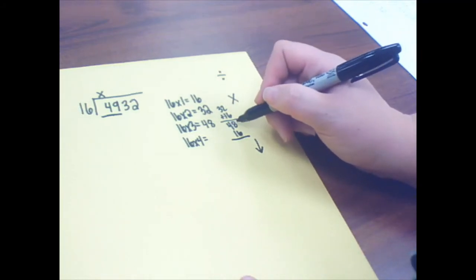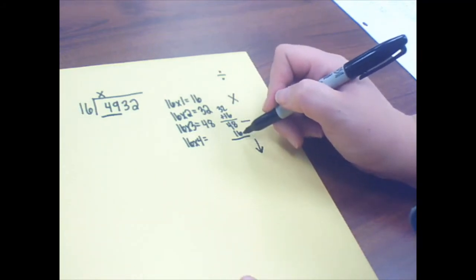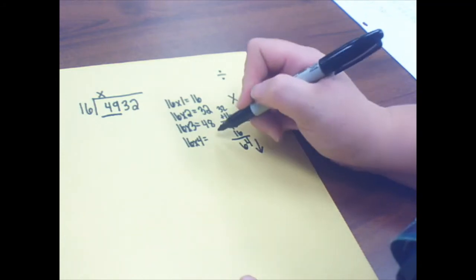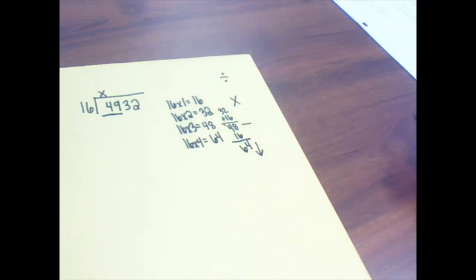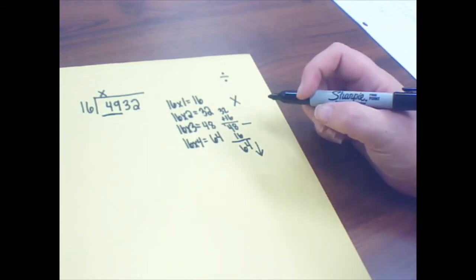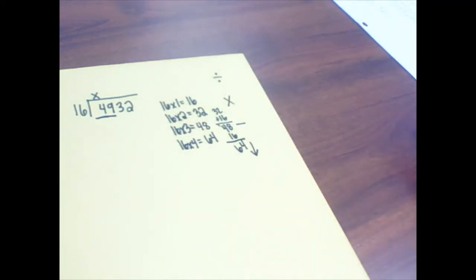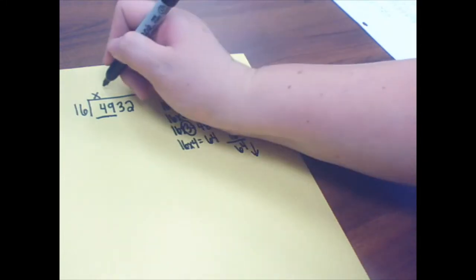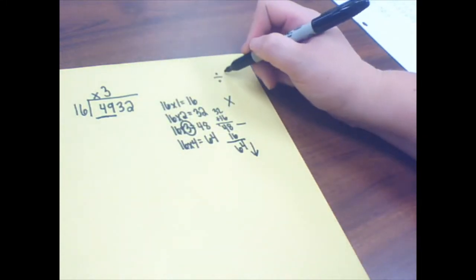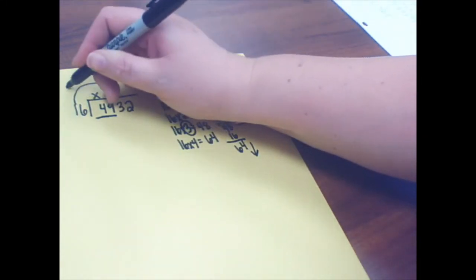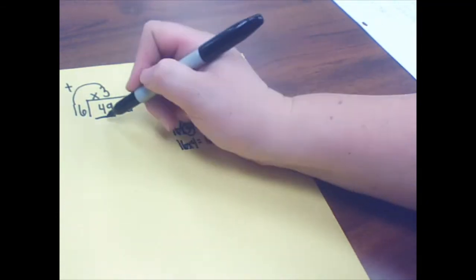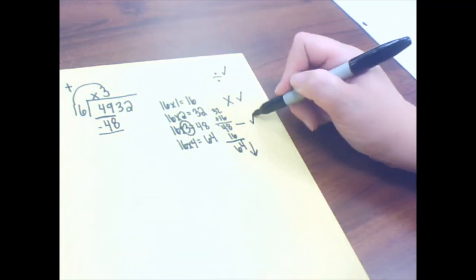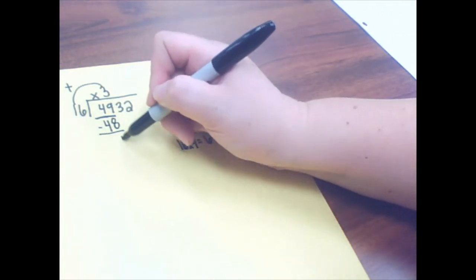I'm going to take that 48 and I'm going to add 16 to it. And I get 64. Okay, which I know is greater than 49. So that cannot be right. So the 3 is the best answer choice. So I'm going to put 3 up top. I just divided. Now I need to multiply down. 16 times 3 is 48. Divide, multiply, subtract. 49 minus 48 is 1.